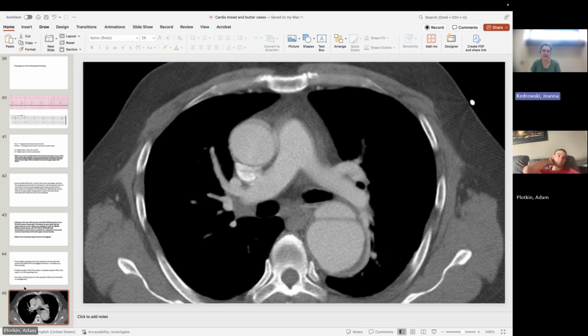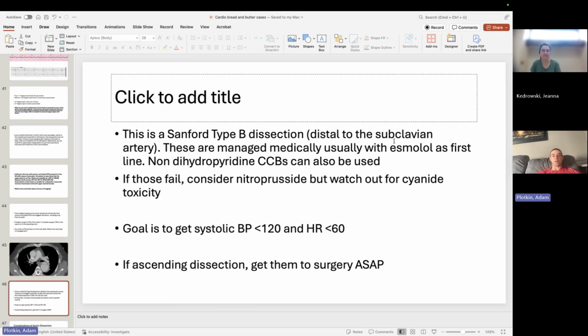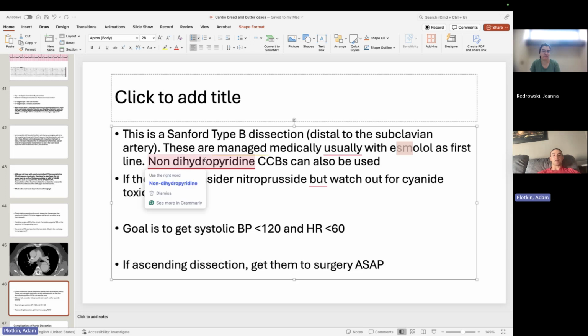Beta blockers. Yep. So a beta blocker like esmolol is going to be your first line. Non-dihydropyridine CCBs can be used. If those fail, we can consider nitroprusside. You want to watch out for cyanide toxicity, right? So the patient might give you a stem where the patient gets nitroprusside. They all of a sudden go into acute hypoxemic respiratory failure. Their face gets a little ruddy. Maybe they have almond breath. You think about cyanide toxicity. So those are things to consider.